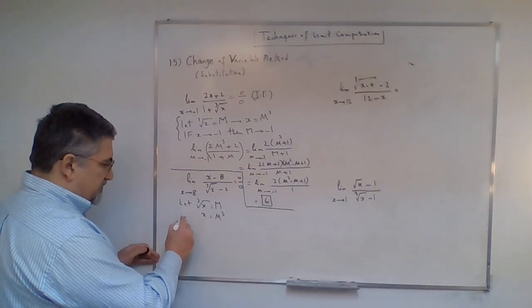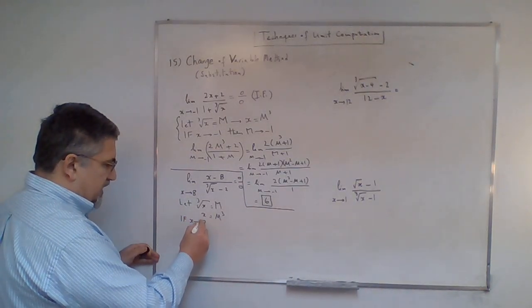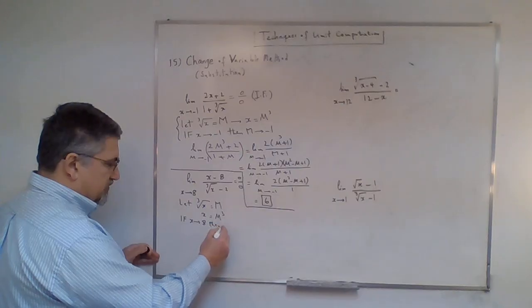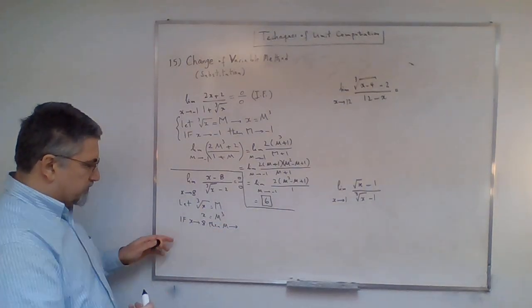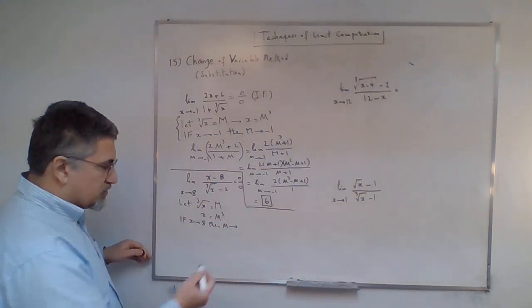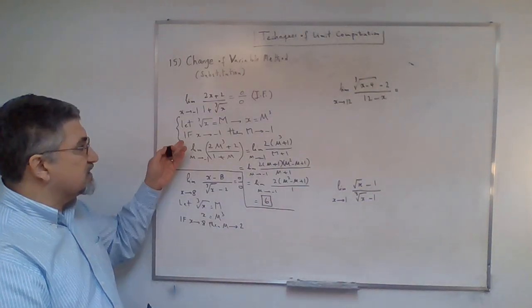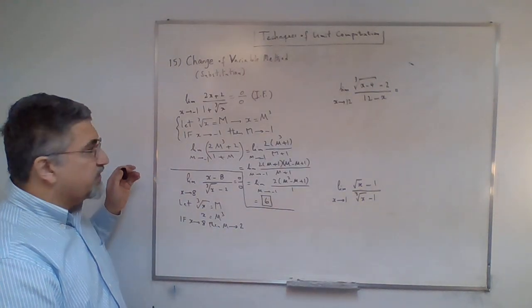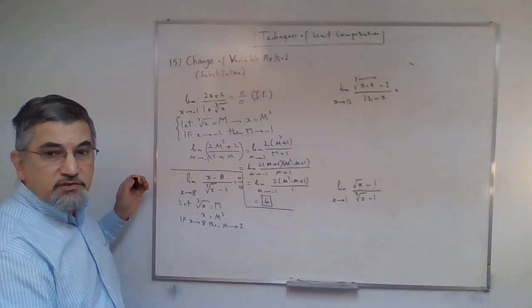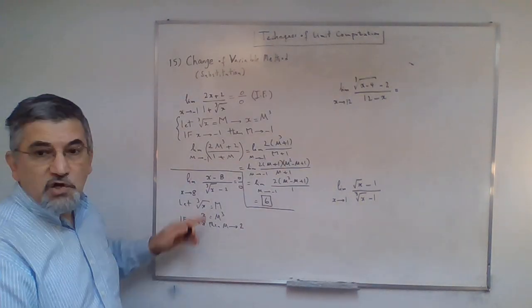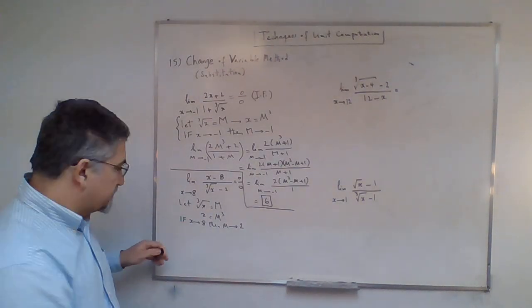And then I'm going to say if x approaches 8, then I will determine what m approaches. M would approach cube root of 8, which is 2. So this time you see that the numbers are not the same. In the past exercise, it was just a coincidence that both x and m approached -1. That is not the case all the time, as you clearly see in this exercise.